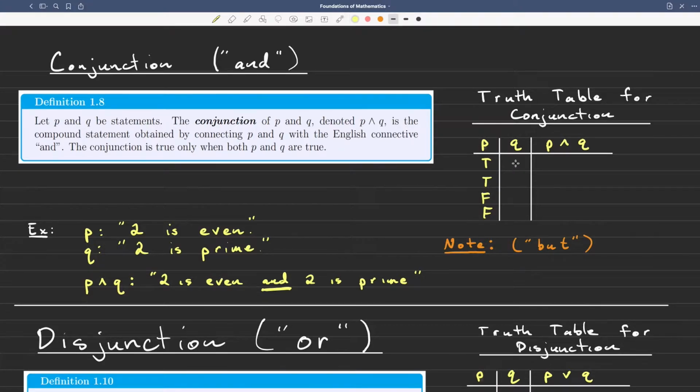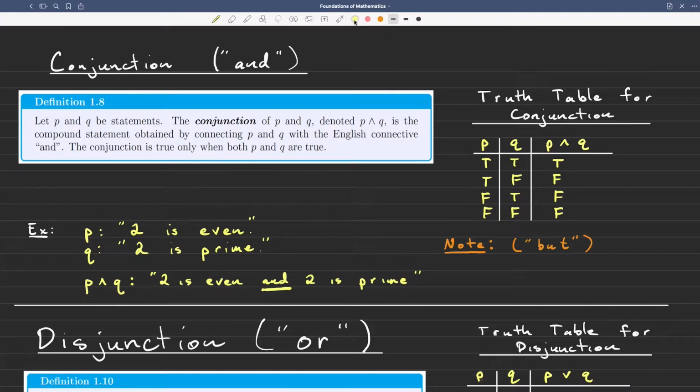And then under the Q column, I'll do true, false, true, false. And that gives all four distinct possibilities of the combination of truth values of P and Q. I got true and true, first one's true, second one's false, first one's false, second one's true, or they're both false. Okay, so now we understand that P and Q is only true when both P and Q are true. So it's only the first line of this truth table that P and Q is going to be true. In all of the other cases, P and Q is false because one or both of the individual statements P or Q is false.